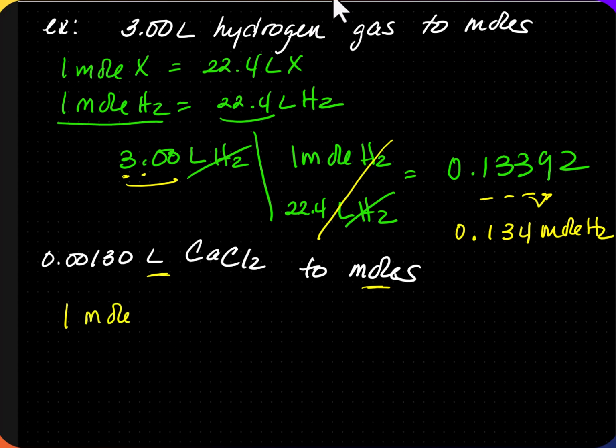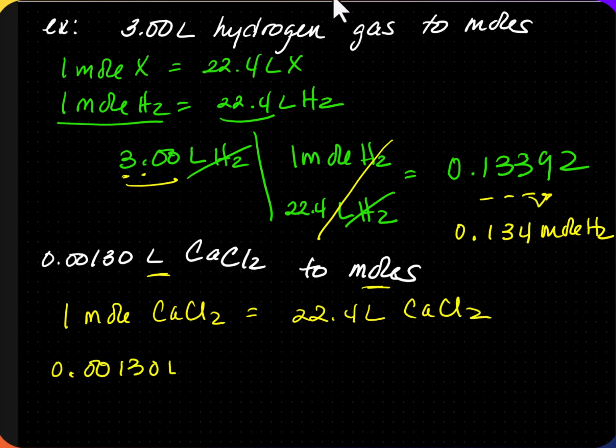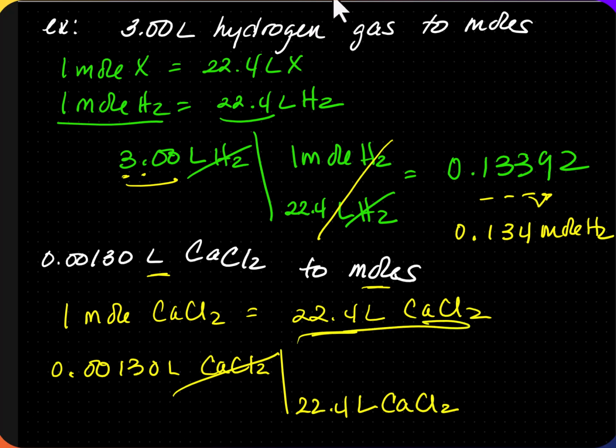So this is going to be 1 mole of calcium chloride. And this is going to equal 22.4 liters of calcium chloride. So we're going to start with what's given, which is 0.00130 liters calcium chloride. Liters calcium chloride, diagonals have to be the same, liters calcium chloride. So this is equal to 22.4 liters. That is the number in front of calcium chloride. On top, it is equal or equivalent to 1 mole. Diagonal units cancel out. We have the units we want, which is moles of calcium chloride.